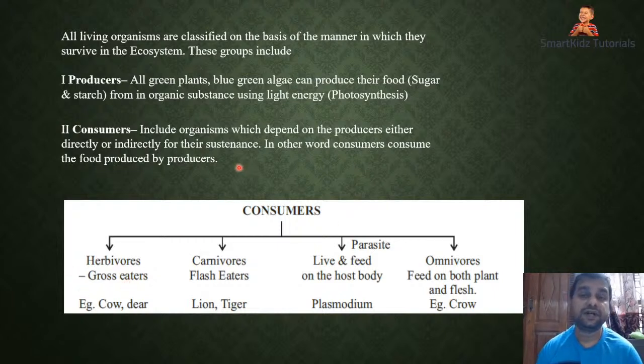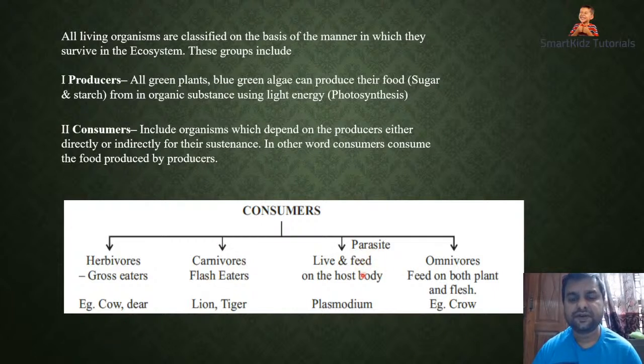Herbivores are those which are grass eaters, like your deer, cow. They don't eat other animals, they just eat grass, where they feed exclusively on producers, and that is why they are known as herbivores. Then you have carnivores, who feed exclusively on other animals. They don't eat grass or vegetables or anything, just meat, flesh eaters. This includes lion, tiger, and so forth.